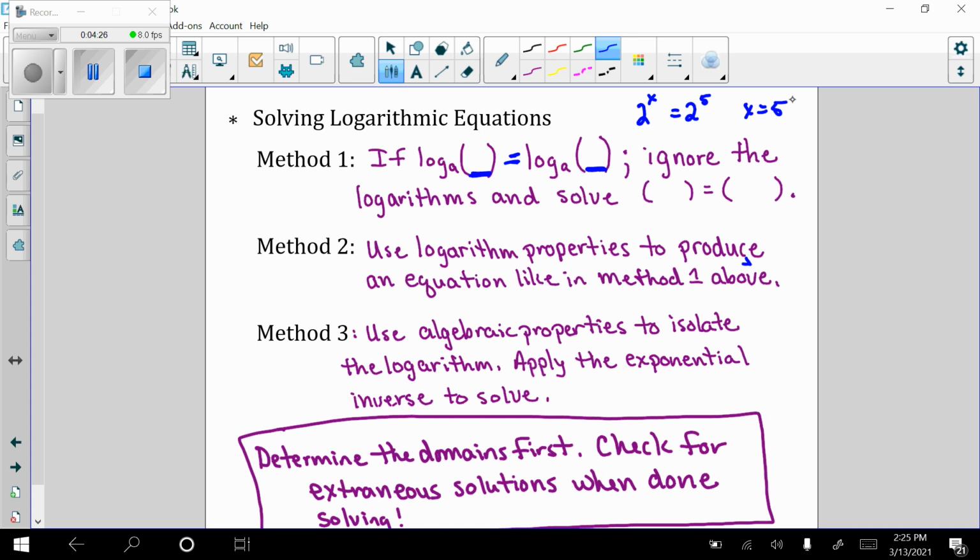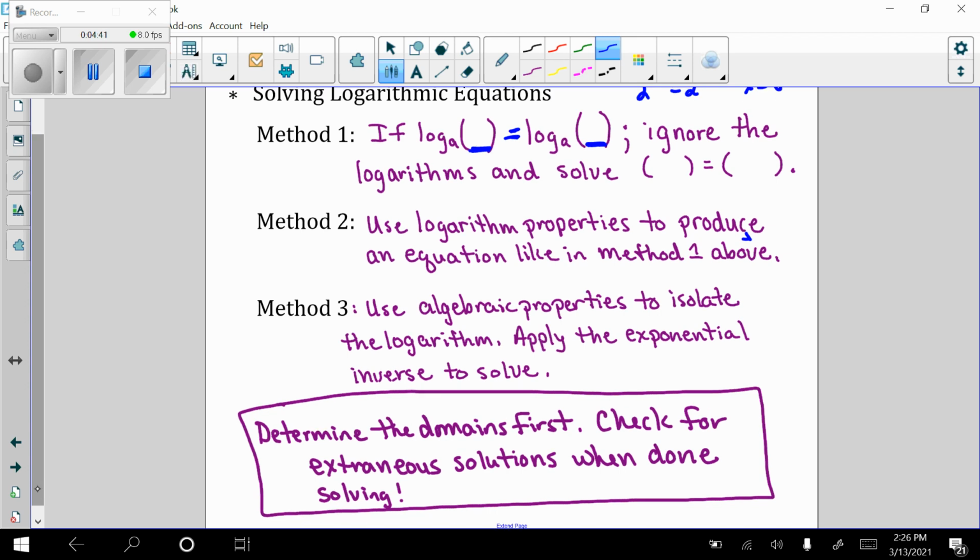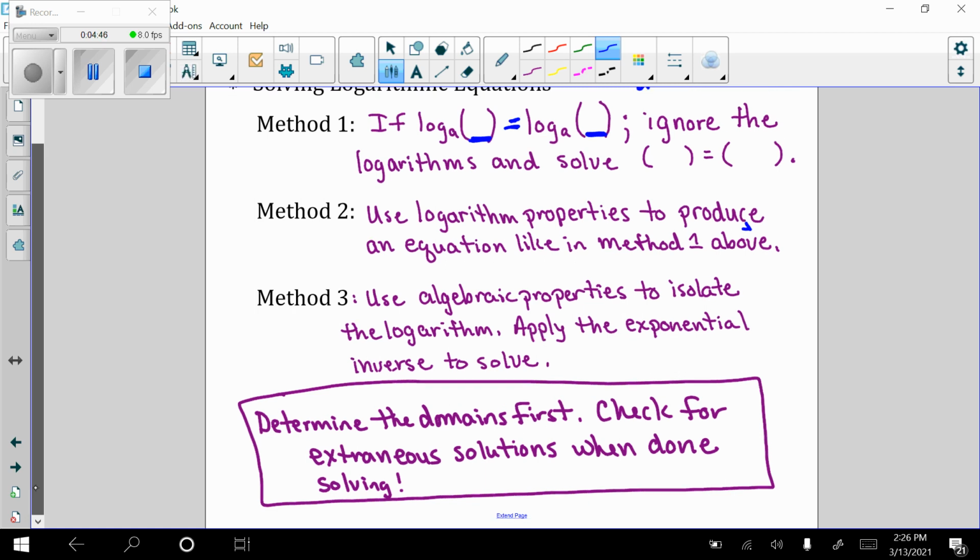So exponent properties and log properties go hand in hand. The second one is to apply your log properties and then produce an equation like method number 1. Or we can actually use algebraic techniques, isolate the logarithms, change to exponential, and solve. Okay, so we've got to remember that our logs, our domains are restricted. So if we have a logarithm, we're going to determine the domain first, and then we're just going to look for extraneous solutions once we get to our final answer.